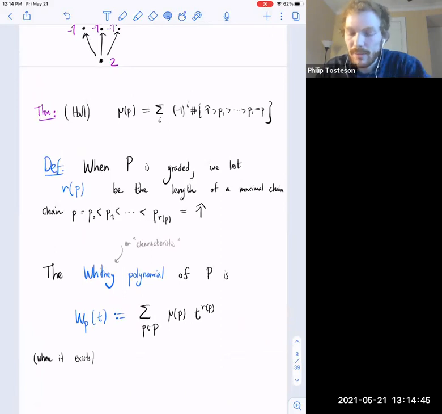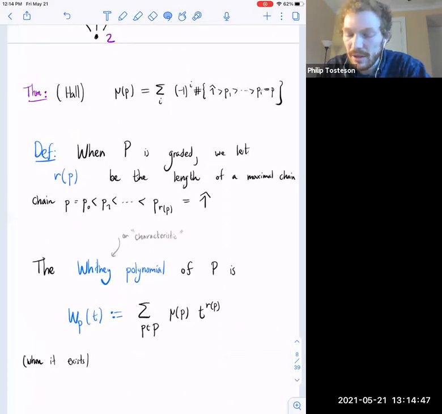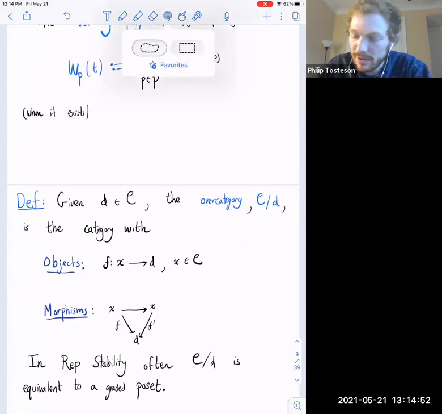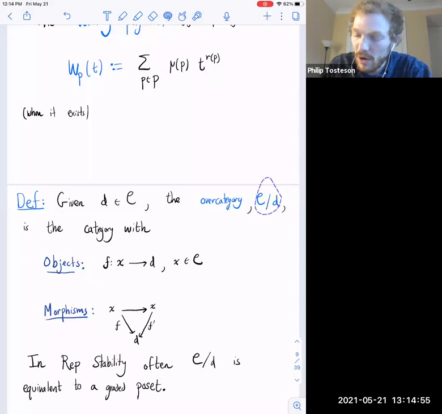And okay, so what does this have to do with representation stability? Well, it turns out that for our combinatorial categories, oftentimes the over category of an object is equivalent to a graded poset. So remember, what is the over category of an object? It's just the category that parameterizes maps to that object. So the objects are maps from X to D, and morphisms are morphisms that commute with that map. And what happens in representation stability is that C over D is often equivalent to a graded poset.